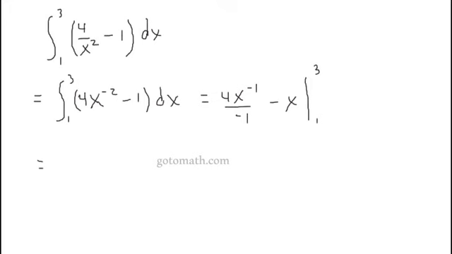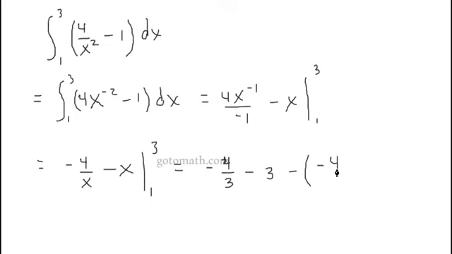Now let's go through and rewrite this again. This becomes negative 4 over x minus x, and we're going from 1 to 3. So we want to do the upper bound first. Oops, so that becomes negative 4 over 3 minus 3 minus, now we want to start a parentheses, it's always minus here, and then we go through and plug our lower bound in like that.